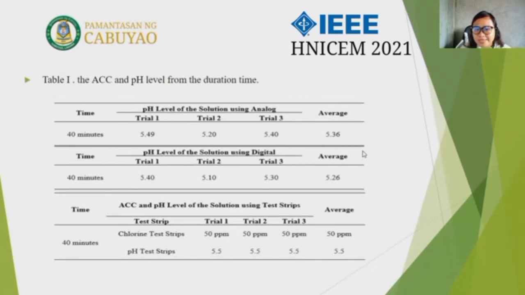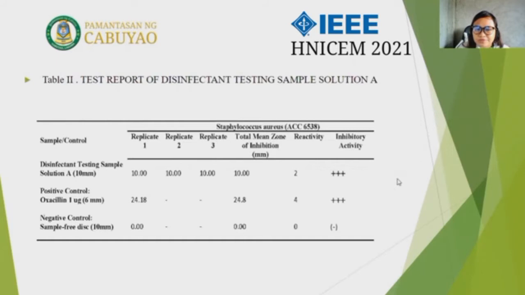Table 1 is the ACC and pH level from the duration time. You can see the ACC and pH level, and the average pH level using the analog is 5.36, 5.26 using digital, 5.5 using test strips, and 50 ppm is the average ACC value of it, which is the desired ACC value. Now, we will go to the test report of the disinfectant testing sample from our disinfectant synthesizer.